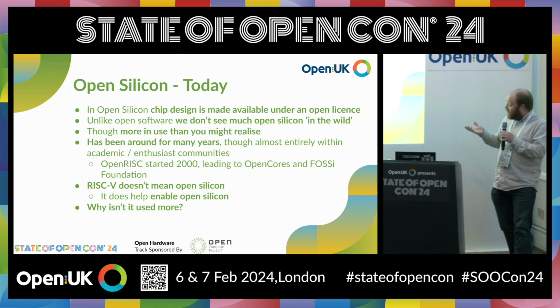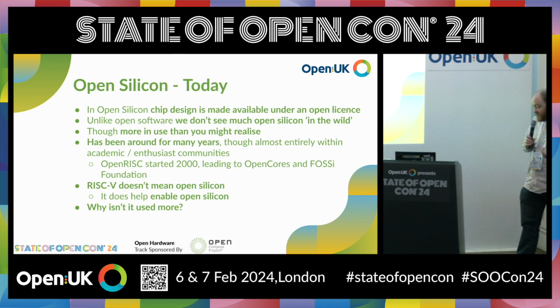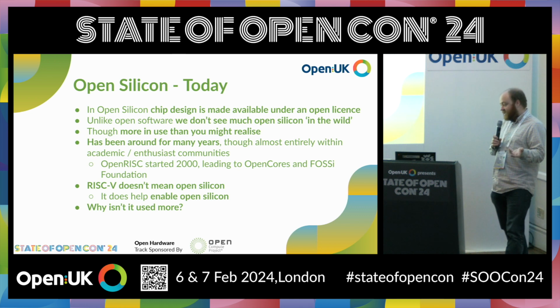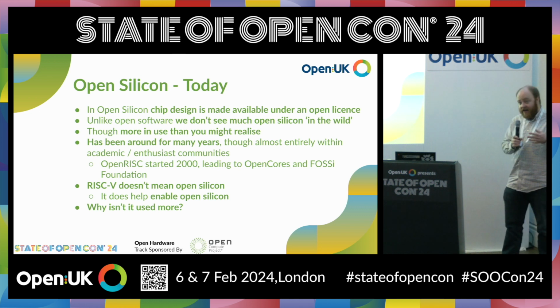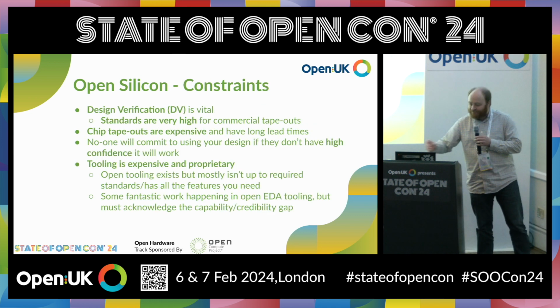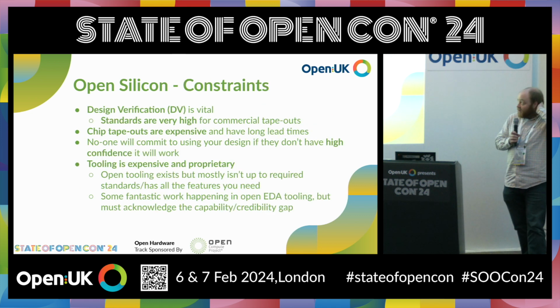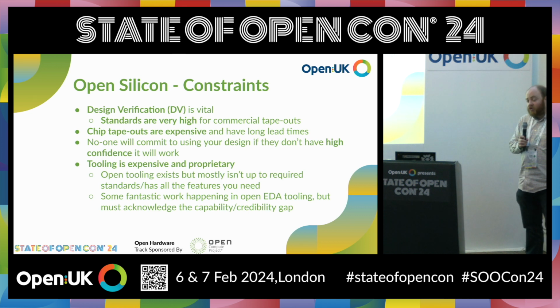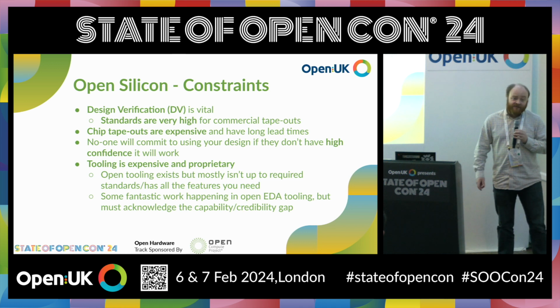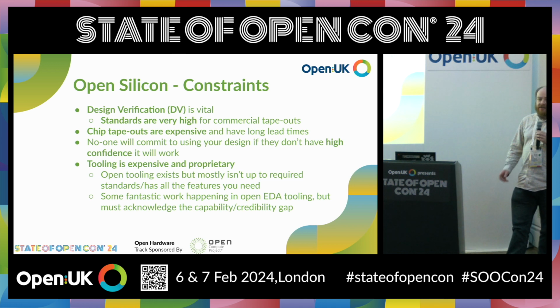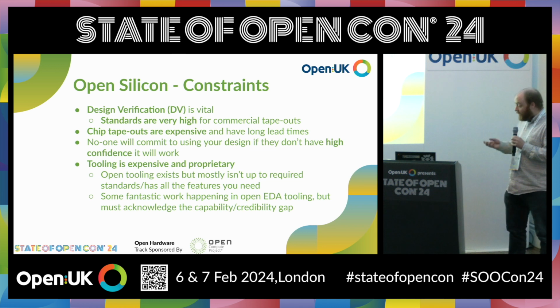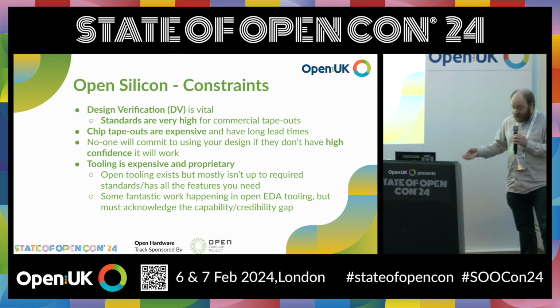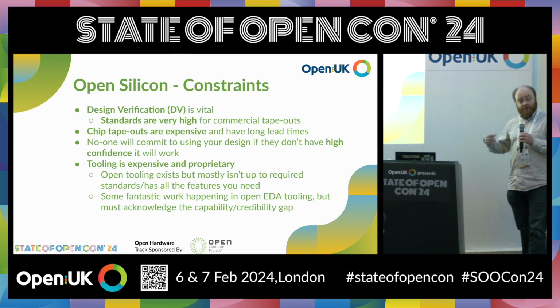So a question I'm going to begin to address is, why don't we see open silicon used more? People understand and recognize the benefits of open software, and it is deployed very widely. Why aren't we seeing the same kind of thing in silicon? It comes down to the constraints. There are different constraints in how you build silicon. A major thing here is DV, design verification. You need to make sure the system you are building is fully functional and bug-free. And the standards are very, very high here, especially compared to your typical software standards.